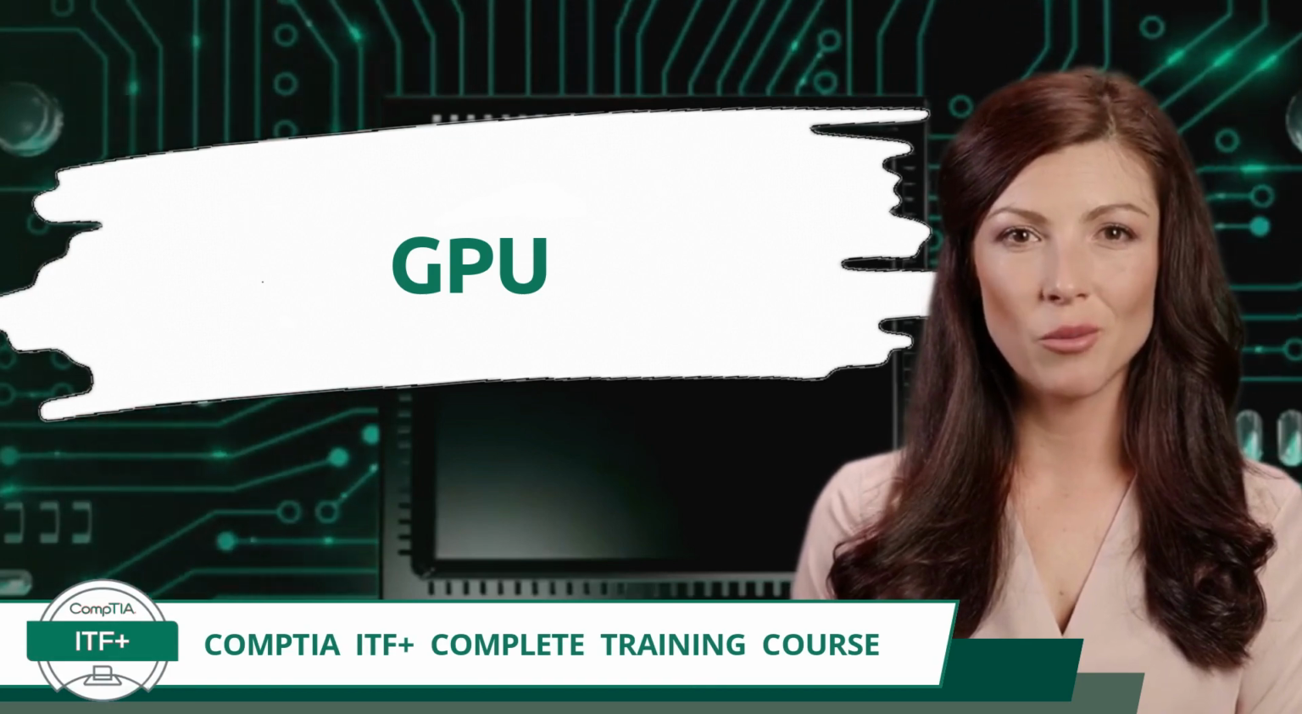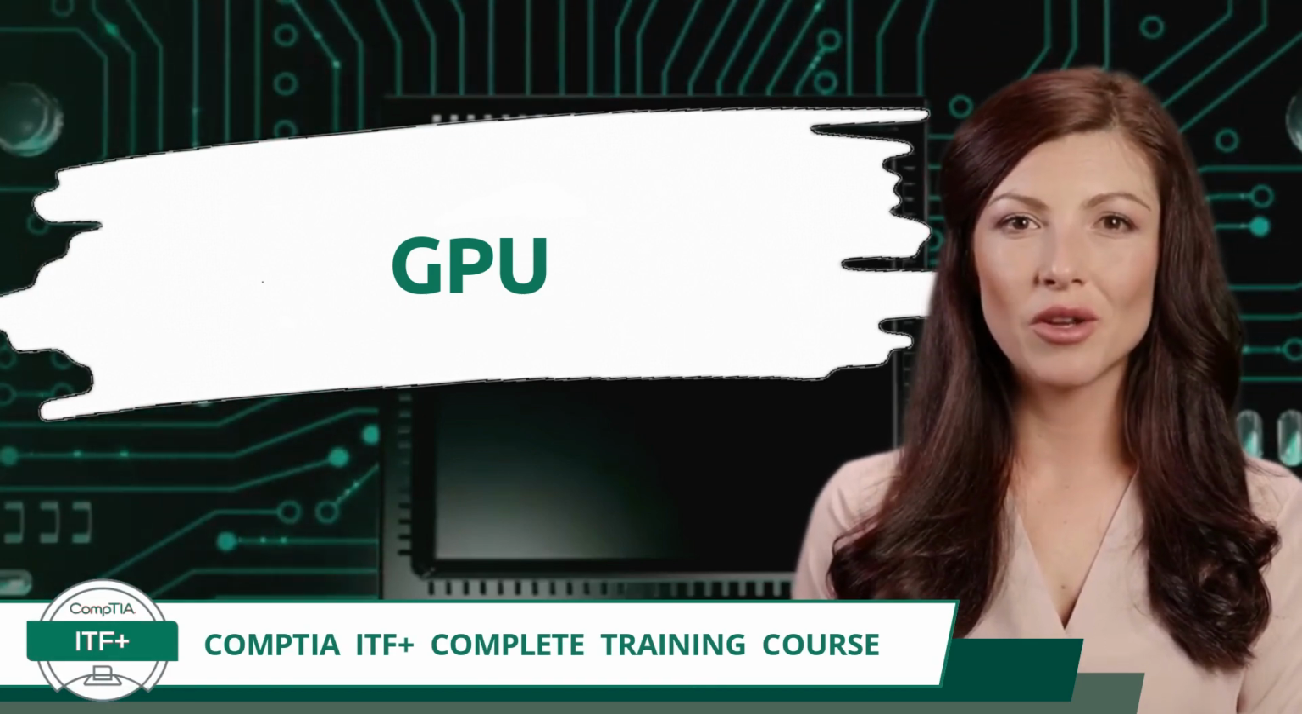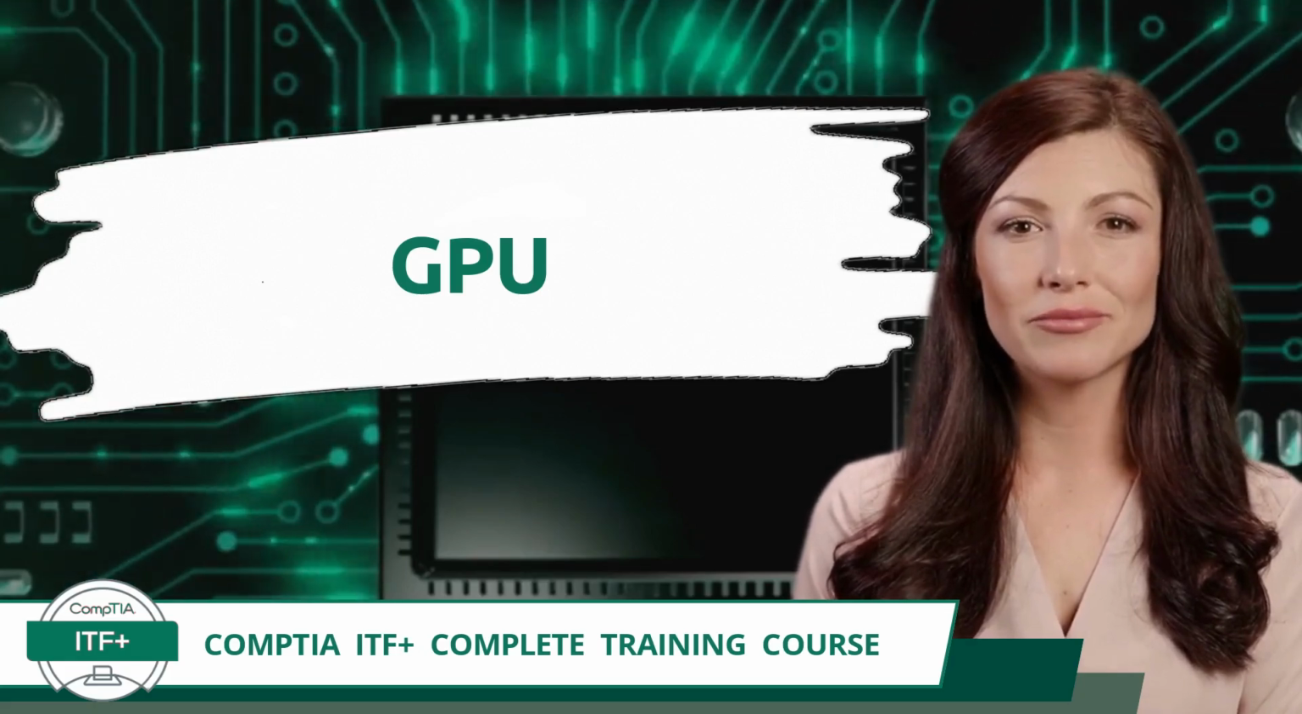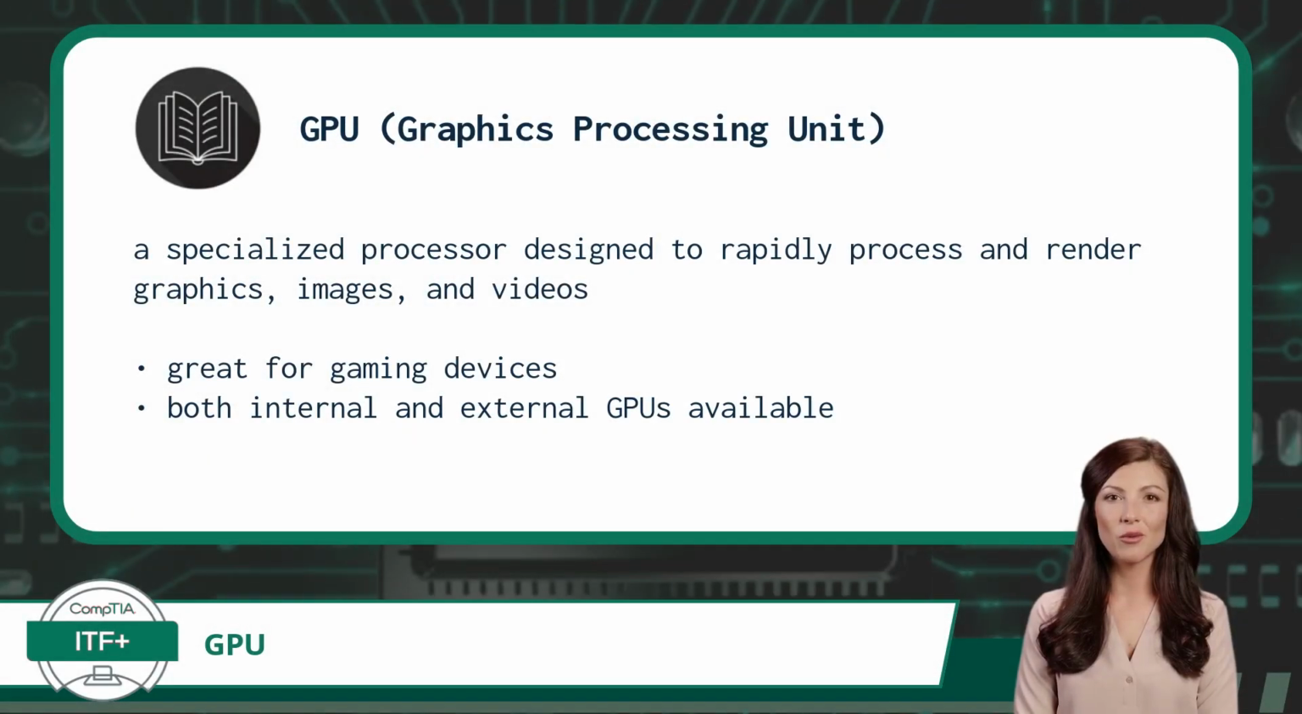Exam Objective 2.3 Explain the purpose of common internal computing components. GPU. A GPU, or a graphics processing unit, is a specialized processor designed to rapidly process and render graphics, images, and videos. A GPU will have the primary function of producing visual output to a monitor or other display device. So obviously they are great for gaming PCs.